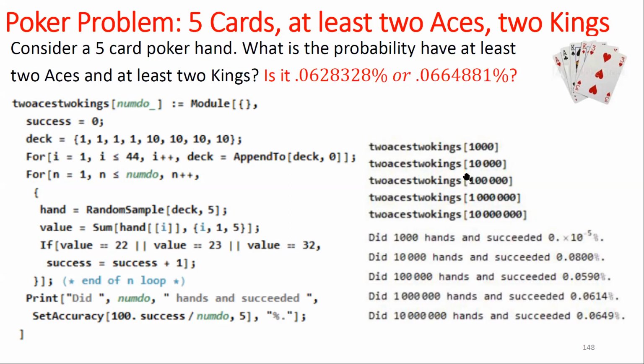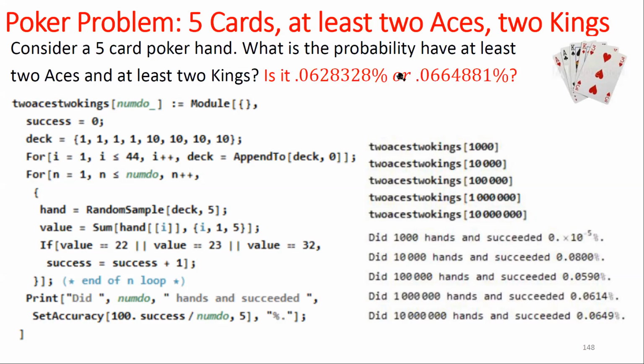So what I did is I ran 1,000, 10,000, 100,000, a million, and 10 million, and here's the probabilities. And at 10 million, the probability was about 0.0649. Well, one method says 0.0628, the other's 0.0664. Where does 0.0649 fall? Right in between. Does this provide you any evidence as to which one is right?